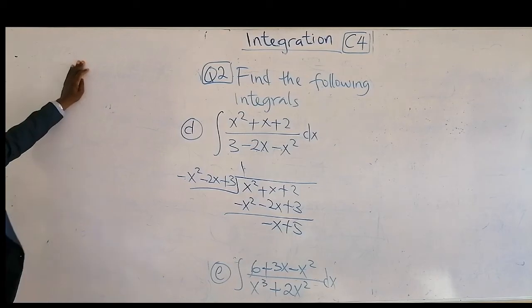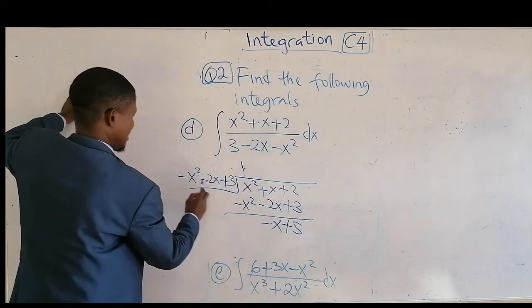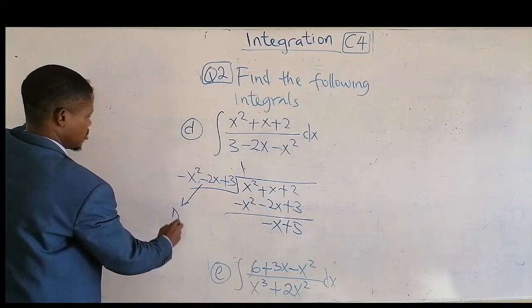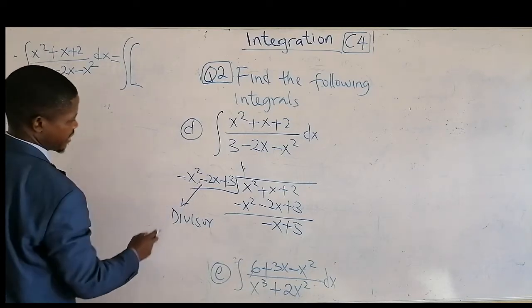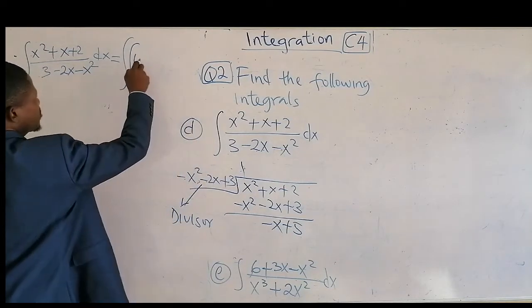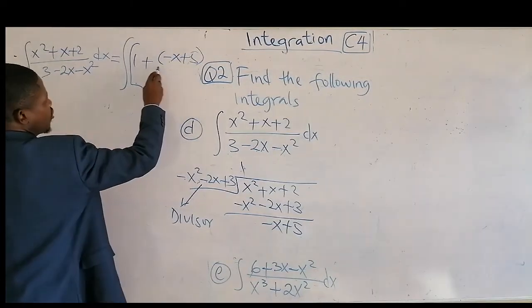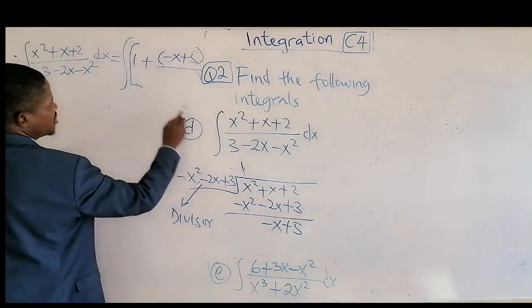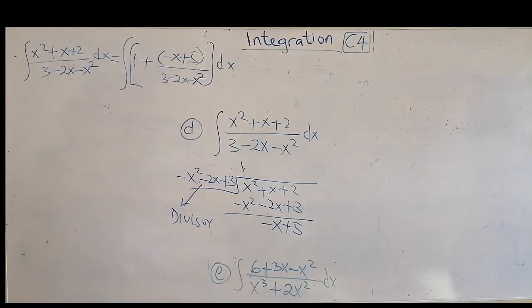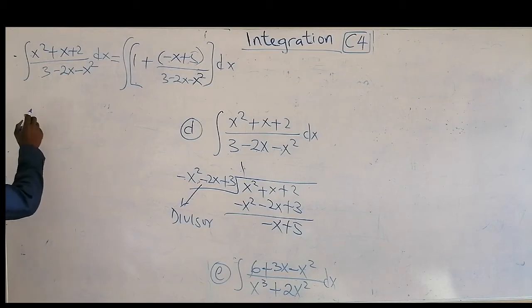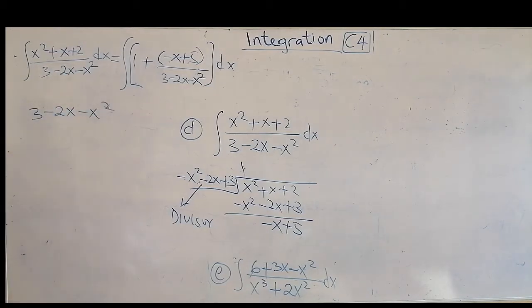Okay, so that's where we're going to stop the polynomial division, because the power of this is less than the divisor. So we now have 1 plus minus x plus 5 all over 3 minus 2x minus x squared. What we do now, we need to factorize this one. We need to turn this into linear factors. So let's see how we can do that.